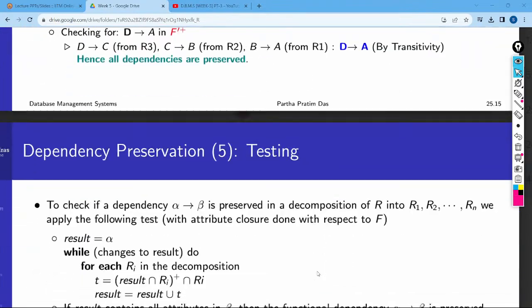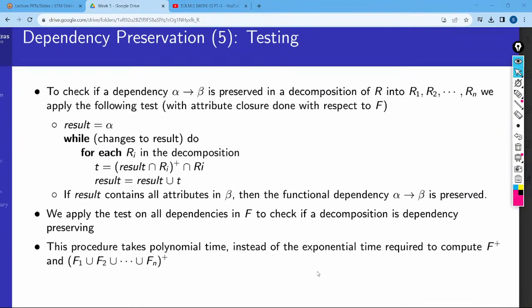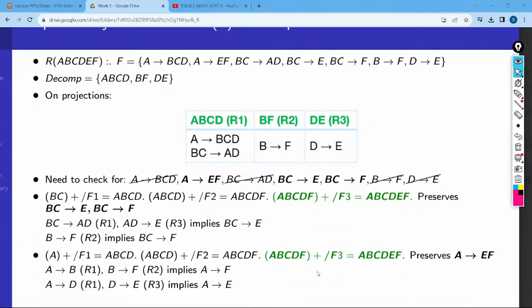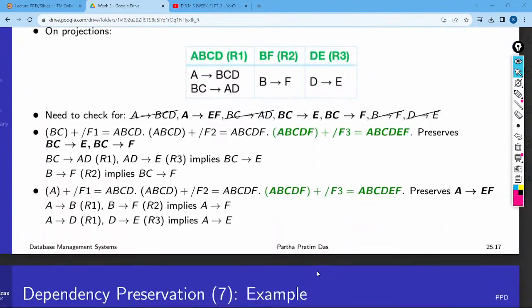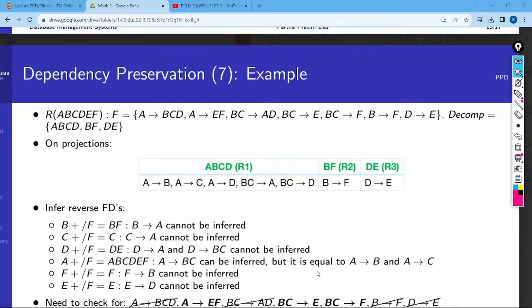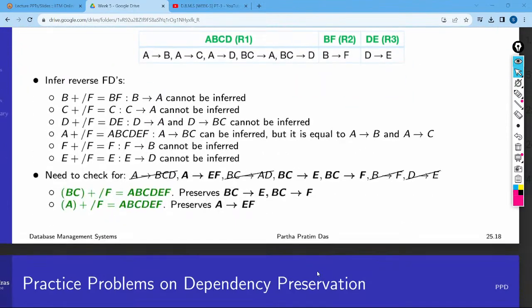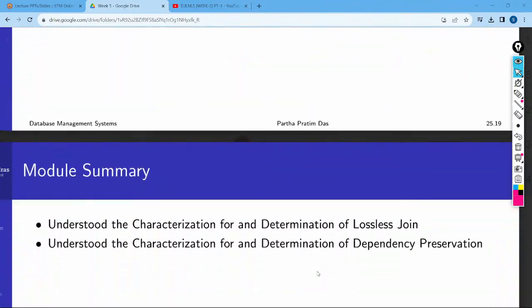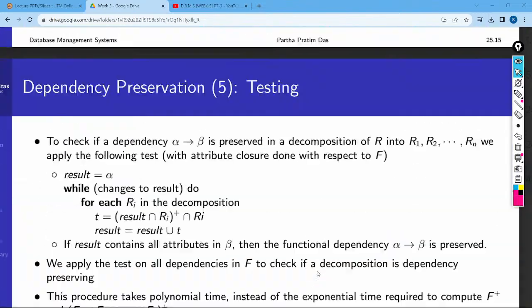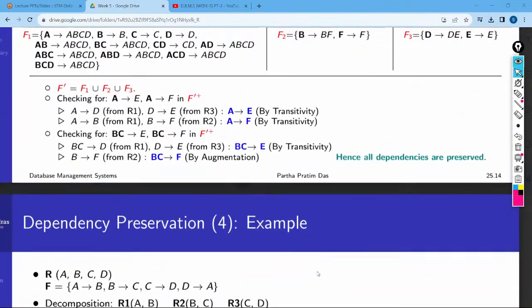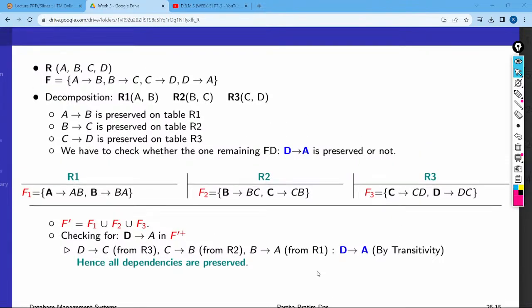Let's do another example. Let me check. Okay, this is a testing algorithm. This is an example. This is another example. This is an example again. Okay, so let me do just that one example, and you can read the rest of them by yourself, because it is the same thing again and again. Okay, so let me do this fourth one.